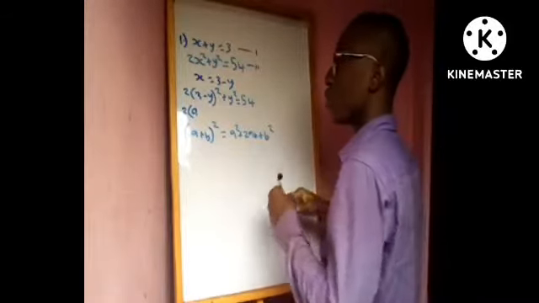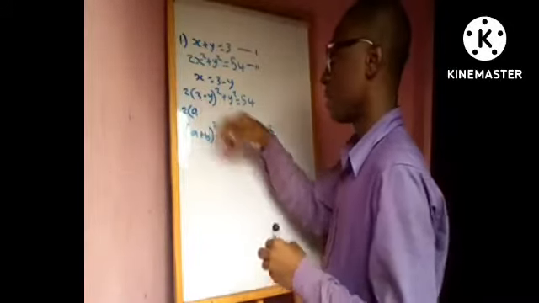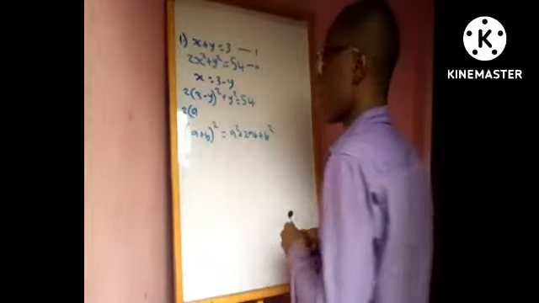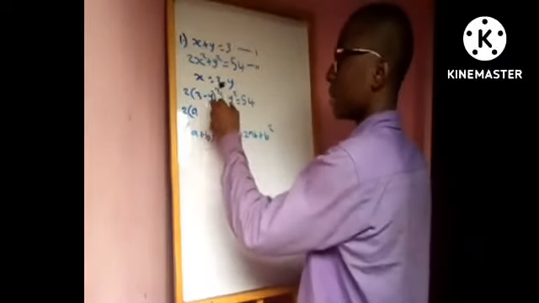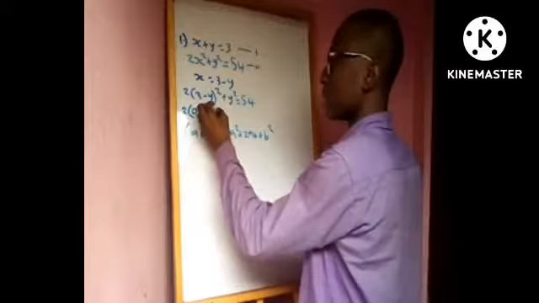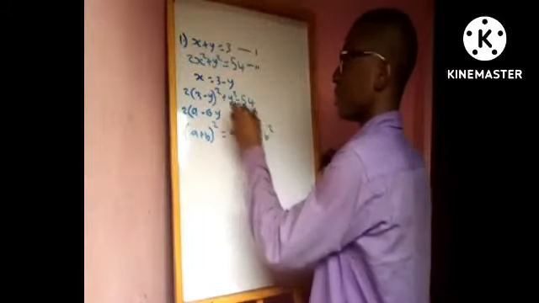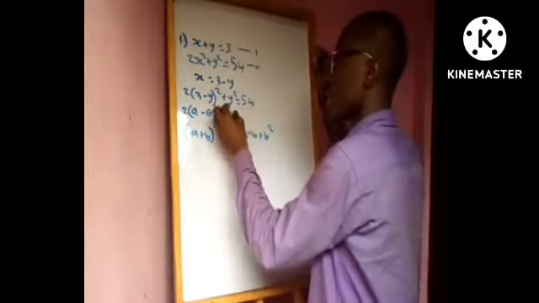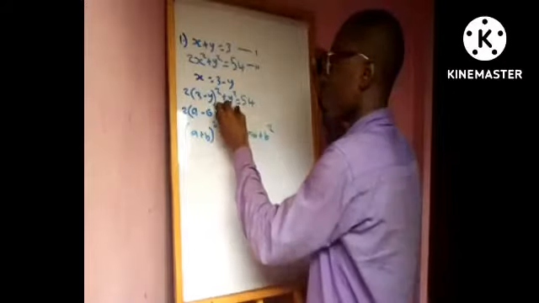That will be 2 open brackets. A is 3, so a squared will be 9, plus 2ab, 2 times 3 times minus y, that's minus 6y. Then lastly we have b squared. B is minus y, so minus y squared is plus y squared.